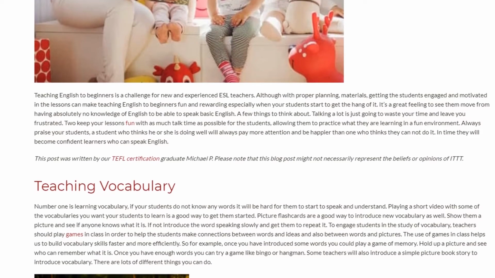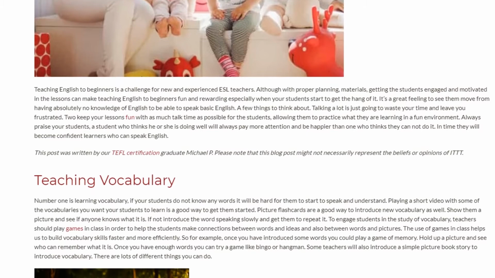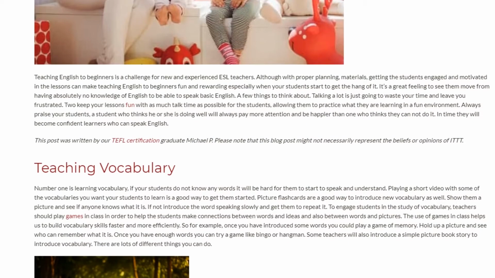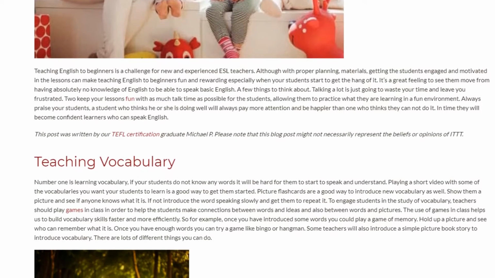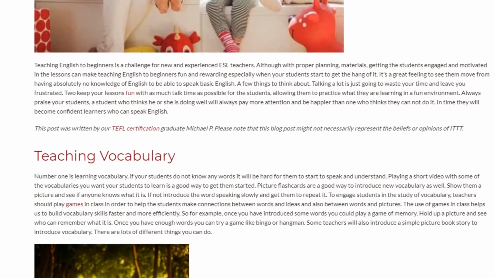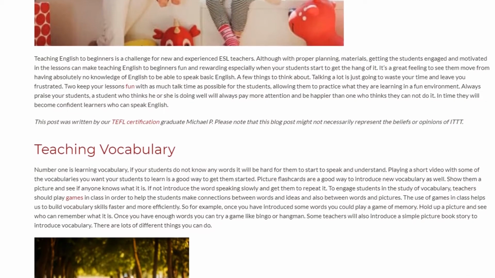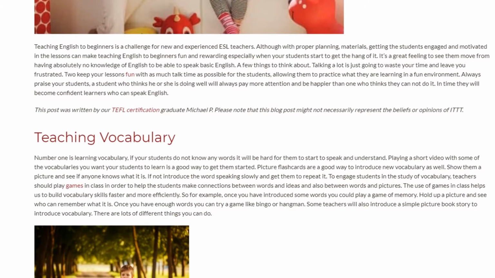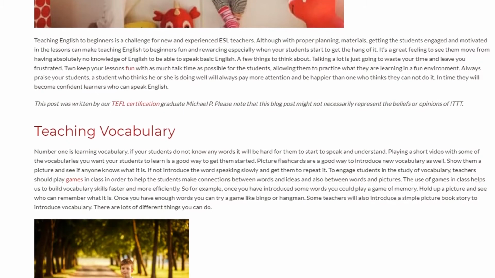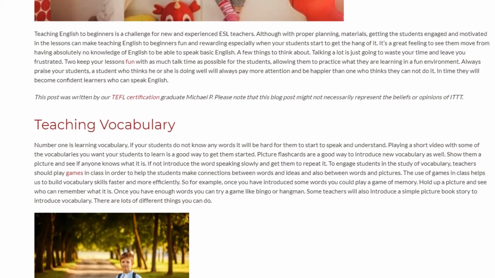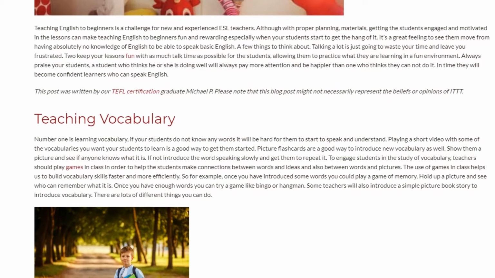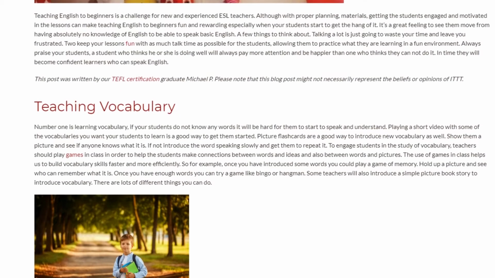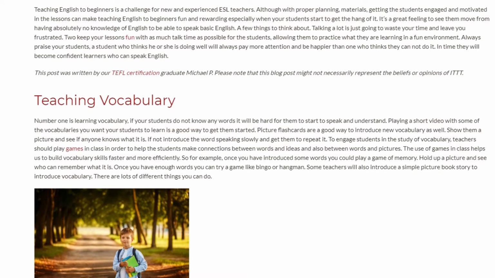Teaching vocabulary. Number 1 is learning vocabulary. If your students do not know any words, it will be hard for them to start to speak and understand. Playing a short video with some of the vocabulary you want your students to learn is a good way to get them started. Picture flashcards are a good way to introduce new vocabulary as well. Show them a picture and see if anyone knows what it is. If not, introduce the word speaking slowly and get them to repeat it.